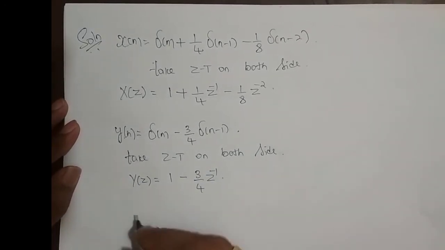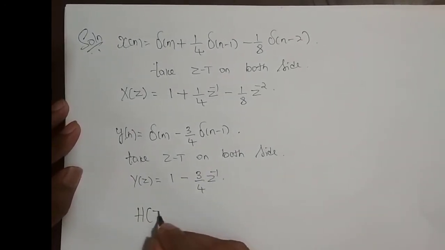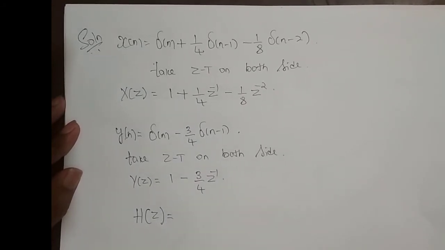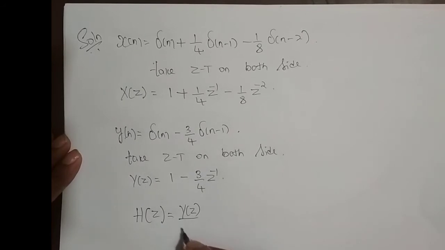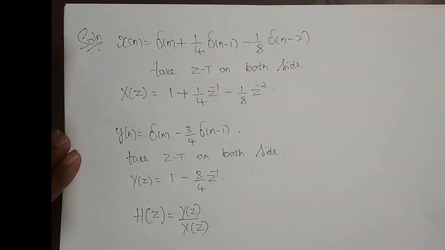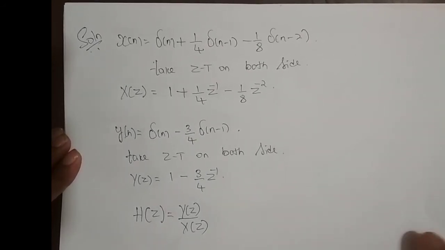Okay, now what we need is H of z, and what is H of z in terms of X of z and Y of z? It is nothing but the z transform of the output divided by the z transform of the input, correct?